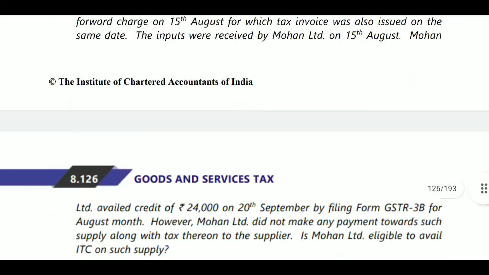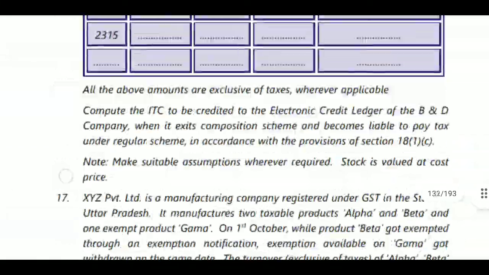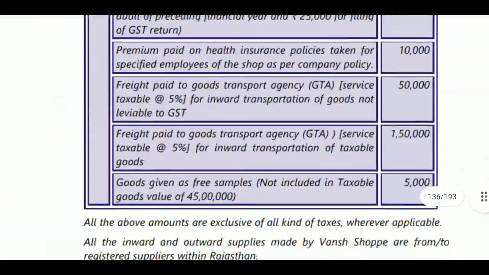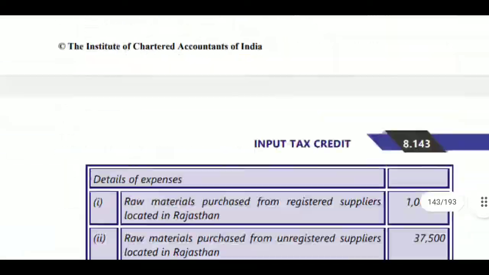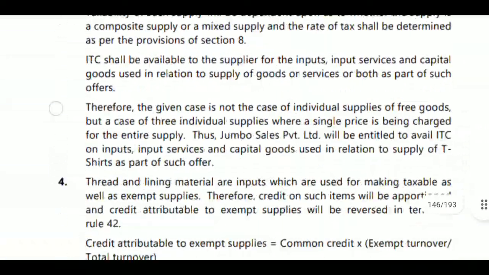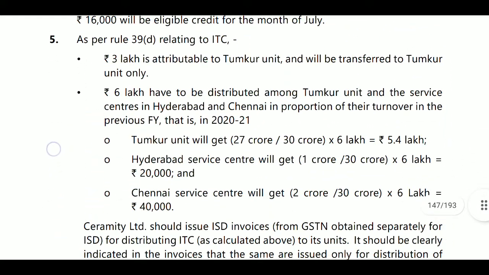Explain briefly how ITC should be distributed. So ITC will be distributed based on their turnover, and that 3 lakhs will be directly apportioned to Tumkuru Limited. So the answer will be provided. 5th question answer. As per Rule 39D, in relation to ITC, that is 3 lakhs is attributable to Tumkuru unit and will be transferred to Tumkuru only. Next, the remaining 6 lakhs is distributed among Tumkuru unit and service centers in Hyderabad and Chennai in proportion to their turnover in the previous financial year, that is in 1920.